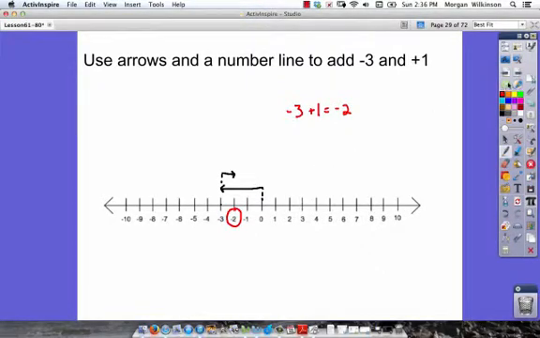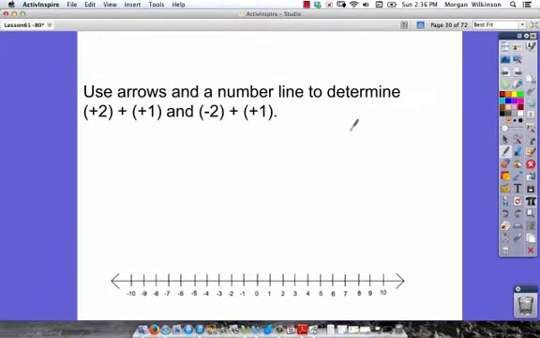Let's look at another problem. We want to use arrows in a number line again to determine positive 2 plus positive 1 and negative 2 plus positive 1. Well, let's do our first one first. Positive 2 plus positive 1. Start at 0. We're going positive 2 over. Then we're going to go positive 1 more over. And positive 1 more, that leaves us at 3. Now you know that 2 plus 1 is equal to 3. But we can use arrows in a number line to help us visualize that.